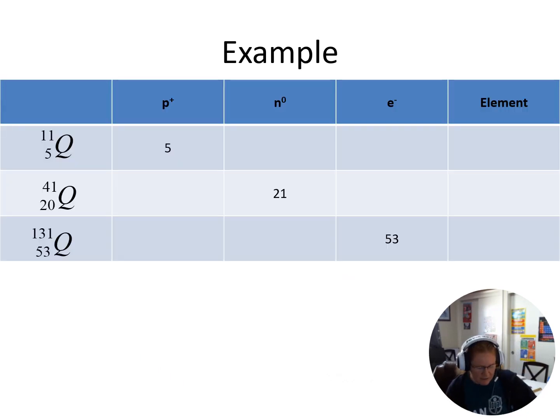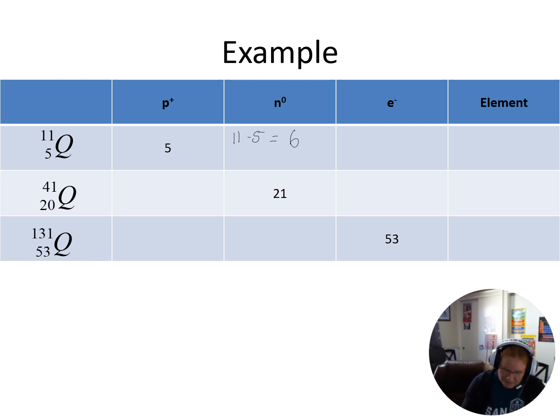Okay, here's another example. Now, I've used Q as my unknown element here because there is no element on the periodic table that has a symbol of Q. So you have to look at those numbers. Okay, so my first example, I have some element 11. So I have 5 protons because that's shown there. I have 11 over 5. So my atomic number is 5. So my protons is 5. So my neutrons, I'm going to take 11 minus 5. Okay, so I'm going to get 6.